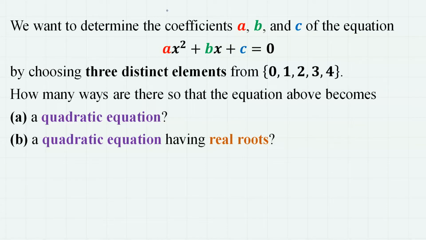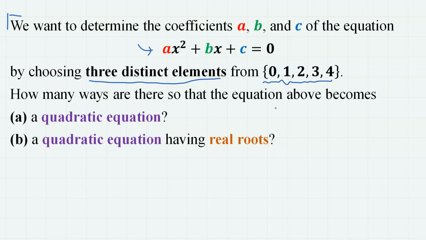Today we are going to solve this problem. We want to determine the coefficients a, b, and c of the equation ax squared plus bx plus c equals 0 by choosing three distinct elements from this set. It has elements 0, 1, 2, 3, and 4.